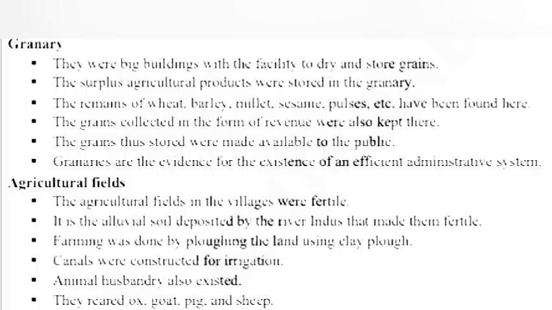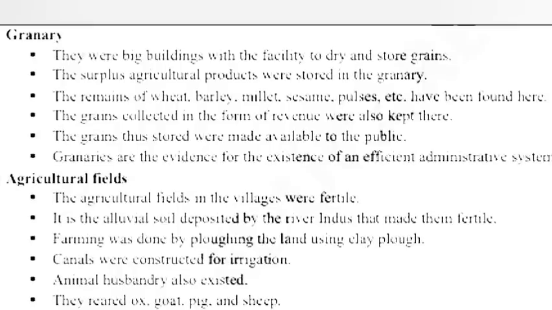15. Explain the features of granary and agriculture in the Harappan civilization. Answer: granary. They were big buildings with the facility to dry and store grains. The surplus agricultural products were stored in the granary. The remains of wheat, barley, millet, sesame, pulses, etc. have been found here. The grains collected in the form of revenue were also kept here. The grains thus stored were made available to the public. Granaries are the evidence for the existence of an efficient administrative system.